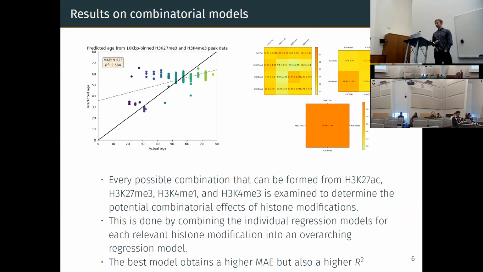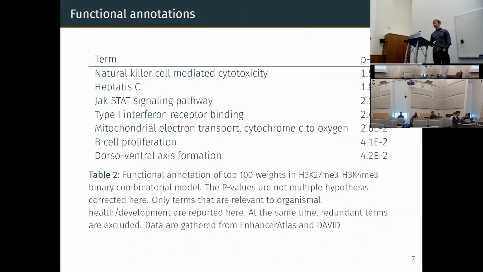So it was very hard to produce a better model with that, even though we also tried different approaches such as binning similar ages. Finally, we wanted to use some of the weights and better features that we found from the linear regression models to try to make predictions on what these found. Although none of these were significant, there were quite a few different functional annotations that we found that looked to be important in organismal health or development. So that's the whole presentation.